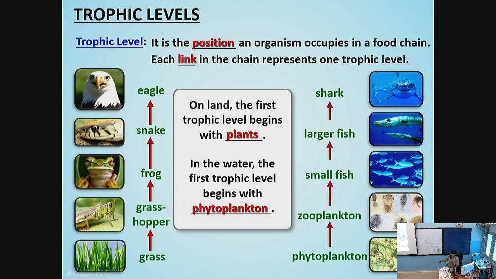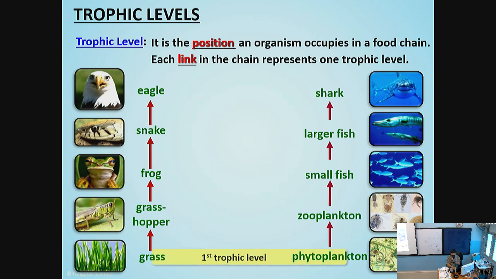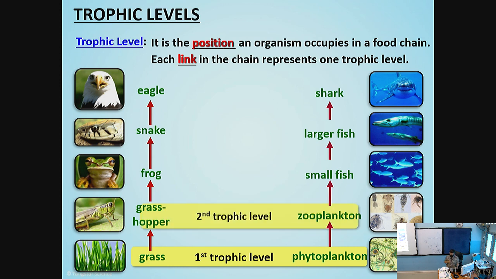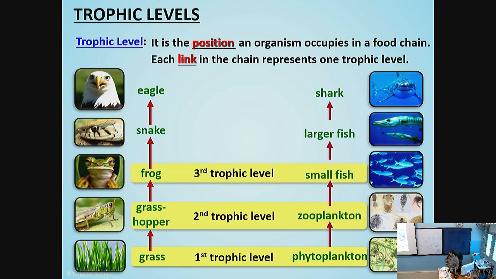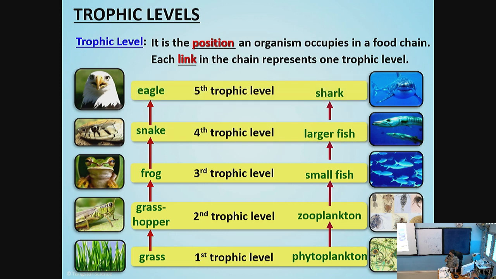So if this is the case, first, second, third, fourth, fifth. Please remember that one. First trophic level, second, third, fourth, and fifth. In your worksheet, please answer this one. Which one is the first trophic level?